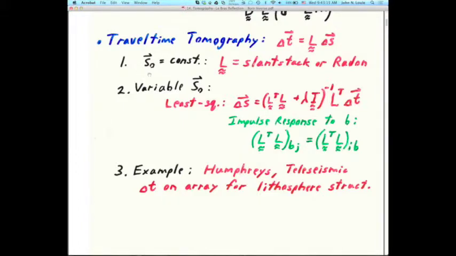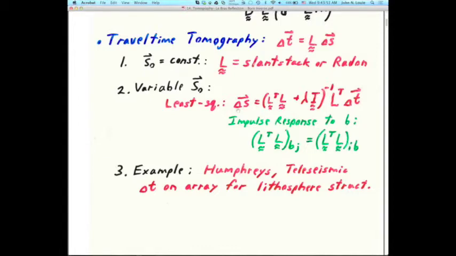Okay, so we take the first model as a constant. I'm sorry, this is the reference model. We take the reference model as constant, and we have a slant stack. We have a variable reference model, okay, and it's kind of a pseudo slant stack. We can't operate on it with a slant stack program. We've got to write a matrix iteration, okay.